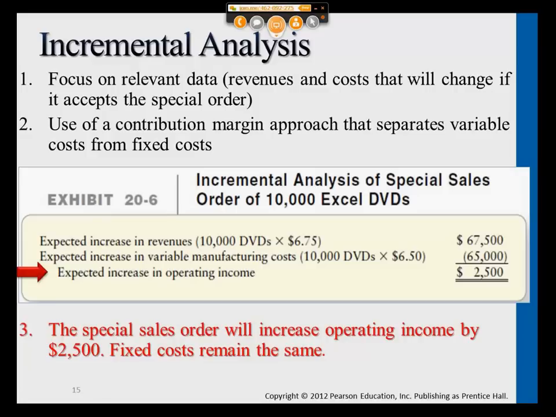We use a contribution margin approach that separates variable. Great. But the incremental analysis is when you're calculating your expected increase in revenues and then expected increase in variable manufacturing cost. So you use those two and you calculate your expected increase or decrease in operating income. And from that you're making your decision.